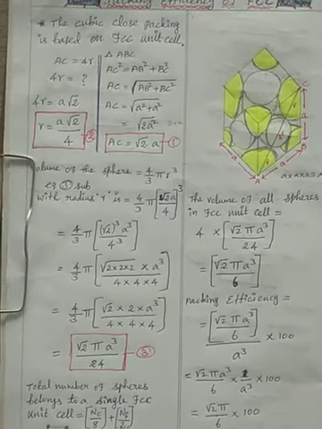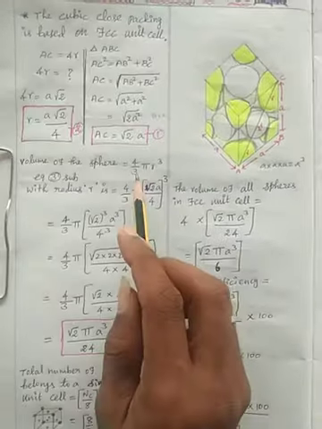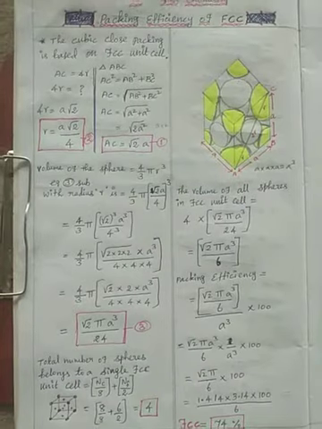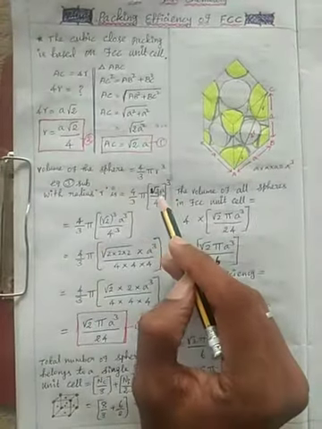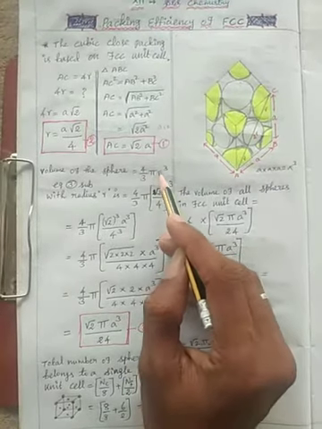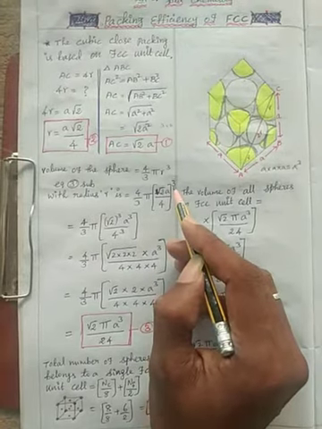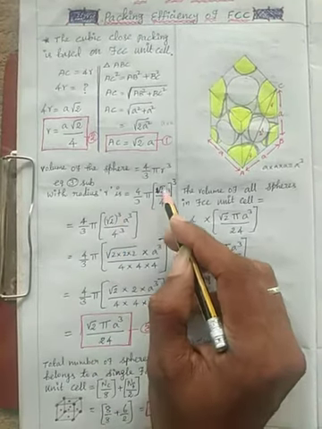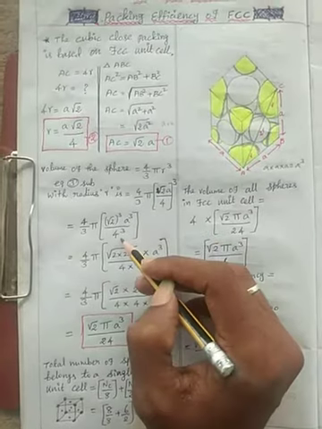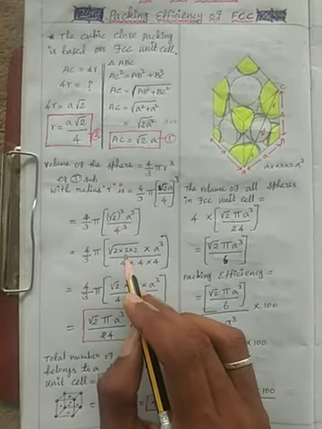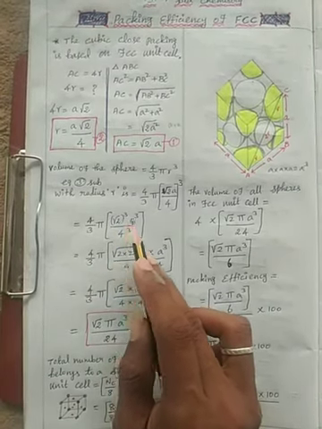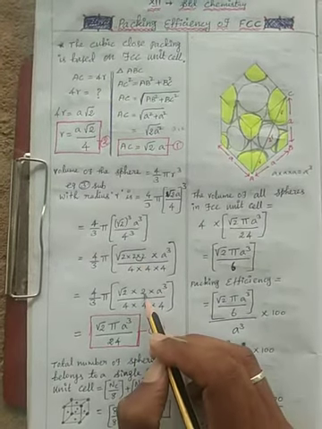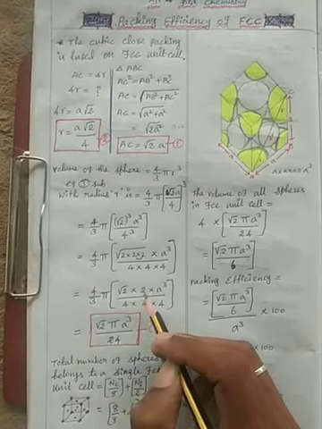The volume of the sphere is 4/3 pi r cubed. Substituting the value of r, that is root 2 a by 4, whole cubed. Taking the cube inside: 4/3 pi, root 2 cubed, a cubed, over 4 cubed. Root 2 cubed is 2 root 2, so one 2 is removed, leaving root 2 into 2 a cubed.